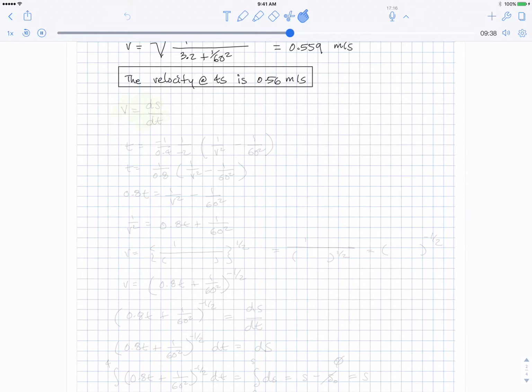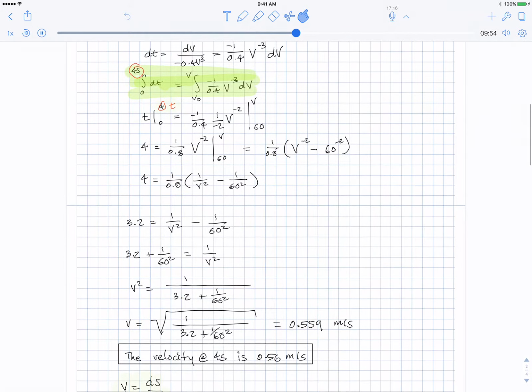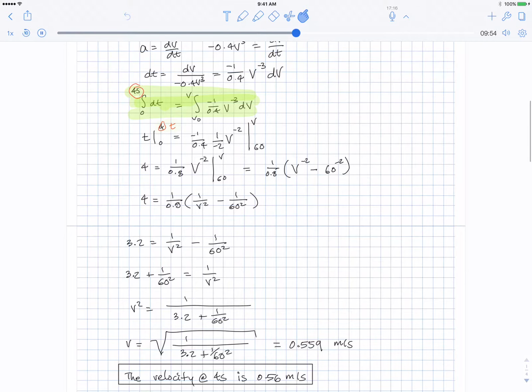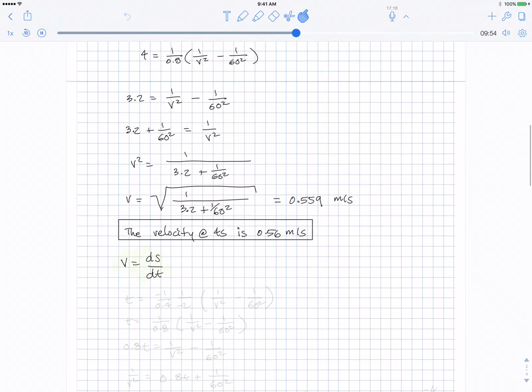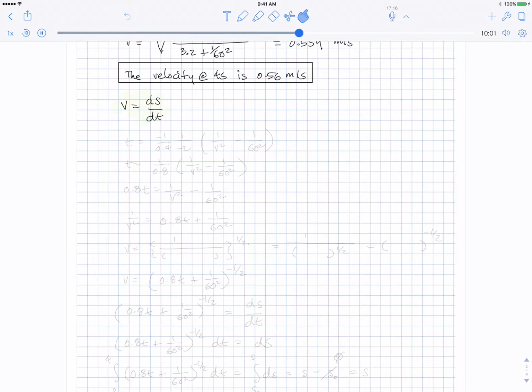The only thing we have for that is, remember, the velocity is a change in displacement, ds/dt. We've already gotten the velocity before up here. I've highlighted it. We integrated the acceleration, and this is what we got. But instead of going from 0 to 4 seconds, we're going to integrate from 0 to t. So where that 4 is right here, we're going to replace it with t.